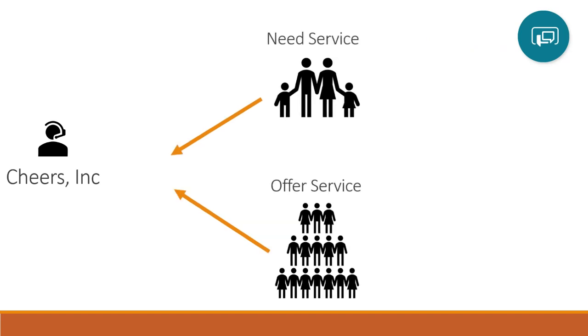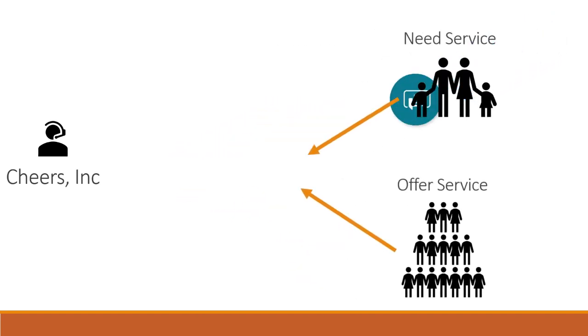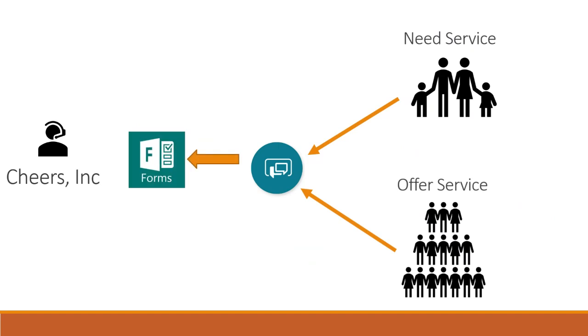Now, this is where we can go ahead and leverage Power Virtual Agents. Power Virtual Agents can actually be the intermediary to take all that information in. It can do simple things like answer those repetitive and mundane questions that people who need the service may have, or people who can offer the service also have. And then after all those questions are done, the chatbot is smart enough to even route them to a different location, which in this case is Microsoft Forms.